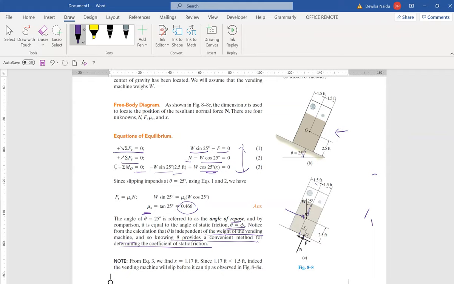So in this case, if you plug in, the x value is actually 1.17 feet. So 1.17 feet is actually lesser than 1.5. So what does it mean in this case? Will it tip? Now you see the value is inside here, within the range. So my question is, will it tip or not? Of course no, it will never tip. It will never tip because it is within the 1.5 range. But yes, it will slip.